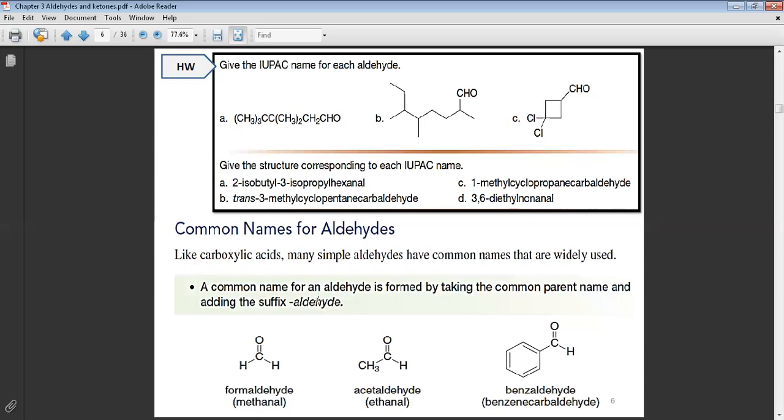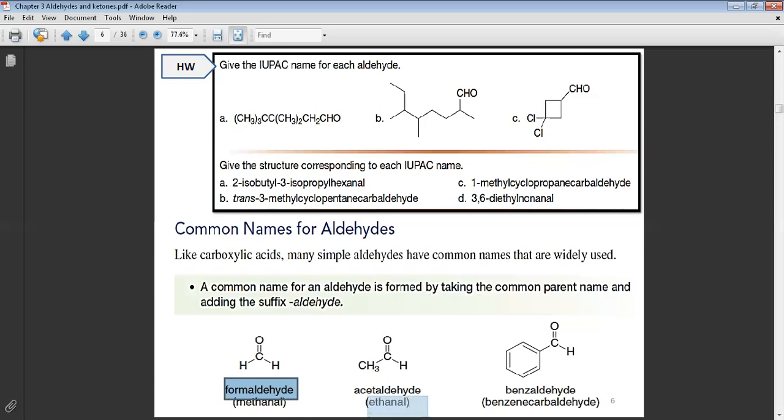A common name for an aldehyde is formed by taking the common name for the alkyl part and adding the suffix aldehyde. Okay, this is formaldehyde; methanal is the IUPAC name. Formaldehyde is a common name. Also, we have another name for this compound, it is formalin. Formalin.